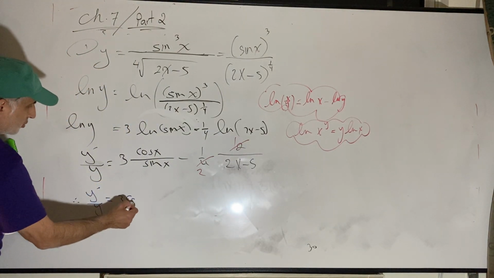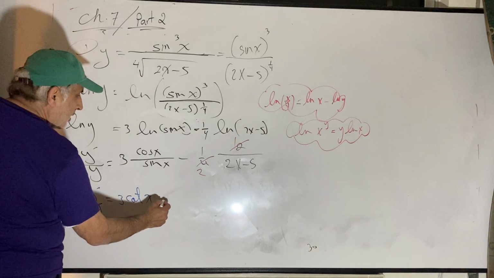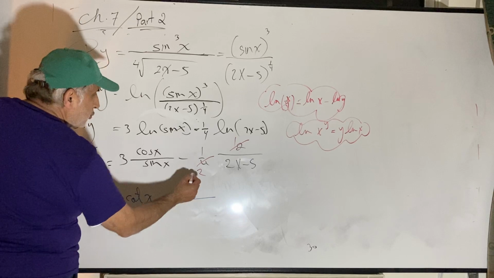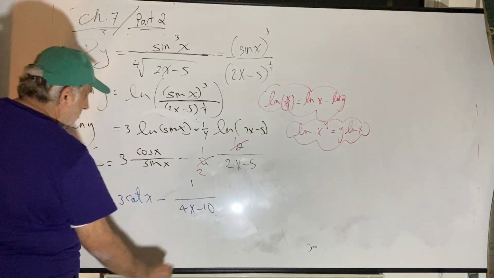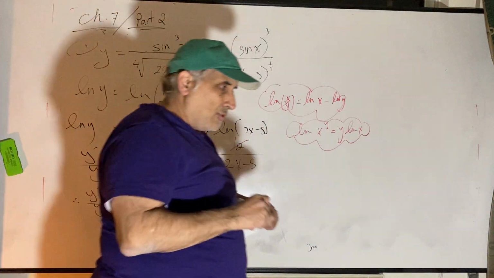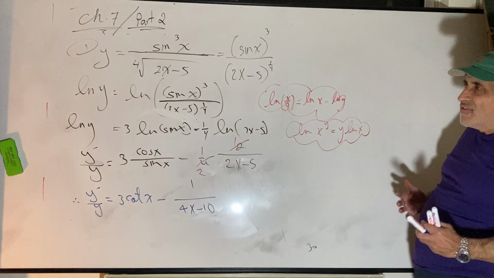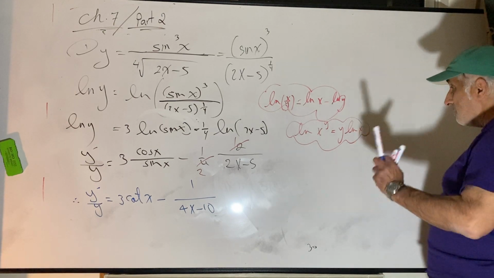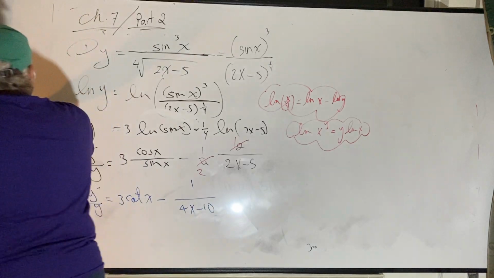is 3 cot x. You know that. Come on. Minus 1 over 2 times 2 is 4x, 2 times 5 is minus 10. Finished. So chapter 7, I'm sure it's a piece of cake, but some of you say, oh, we never had this before. Yes, you did. So remember, if you don't know these rules from logarithms, you're not going to do well.